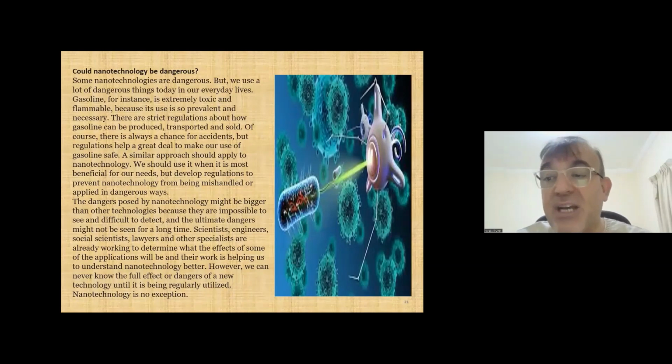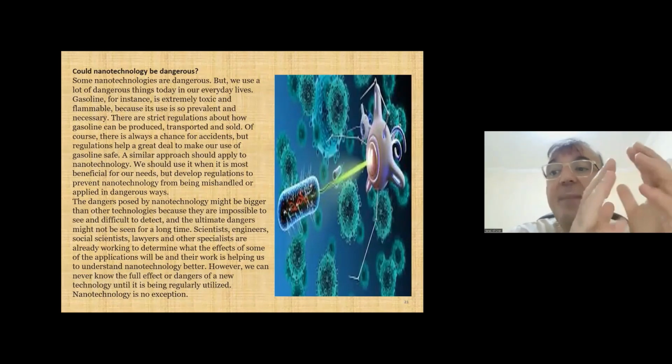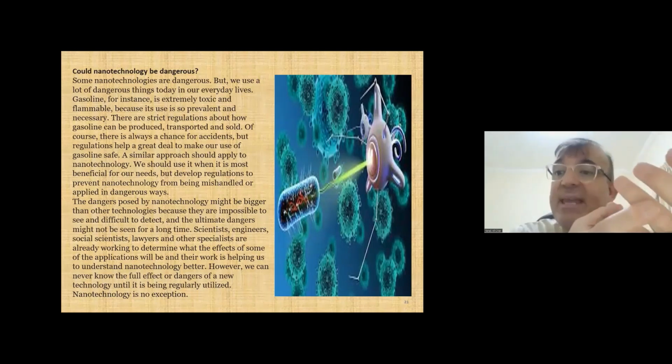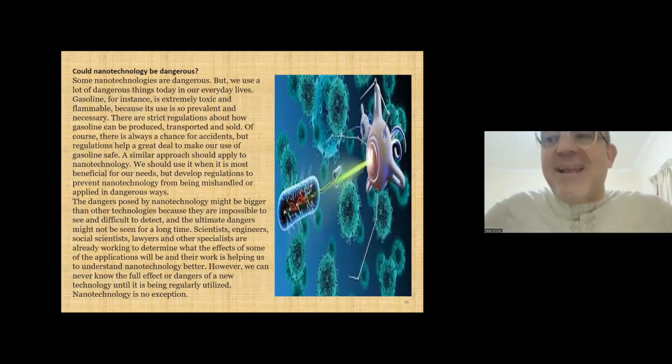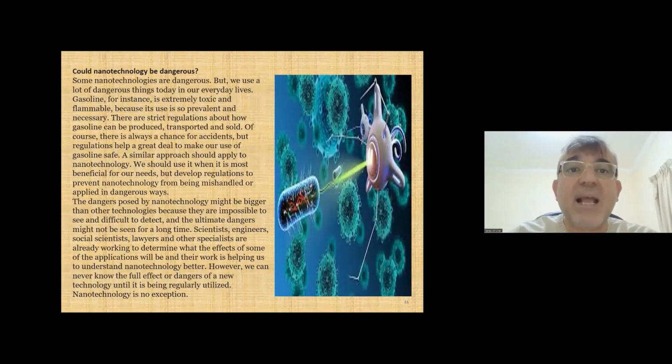Also, it could be dangerous. There is a dark side of nanotechnology. Yes, everything has two faces or two sides, light and dark. So some nanotechnology is dangerous, but we use a lot of dangerous things today in our everyday lives. Gasoline, for example, is extremely toxic and flammable, but its use is so prevalent and necessary. There are strict regulations about how gasoline can be produced, transported, and sold. Of course, there is always a chance for accident, but regulations help a great deal to make our use of gasoline safe.